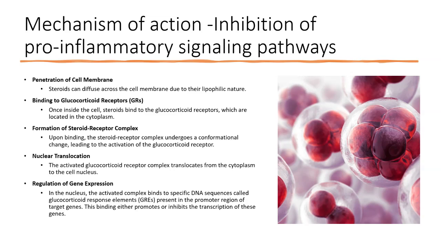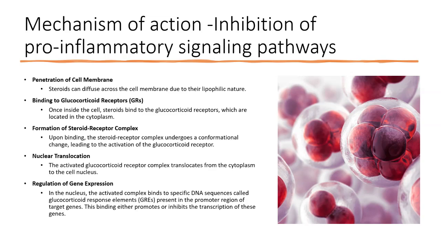Formation of steroid receptor complex. Upon binding to the glucocorticoid receptors, the steroids form a steroid receptor complex. This complex undergoes a conformational change, activating the glucocorticoid receptor. This activation is crucial for the next steps in the signaling pathway. Nuclear translocation. The activated glucocorticoid receptor complex then translocates from the cytoplasm to the cell nucleus. This movement is essential for the complex to exert its effects on gene expression.